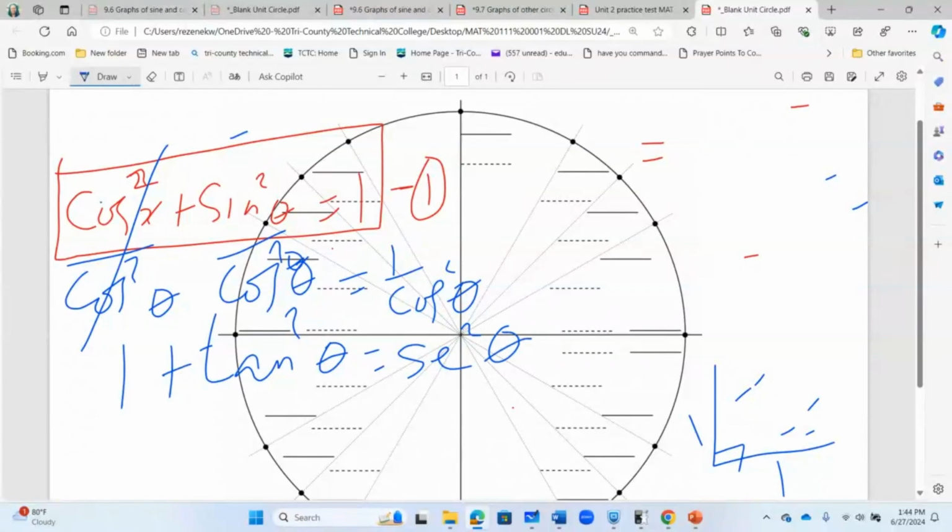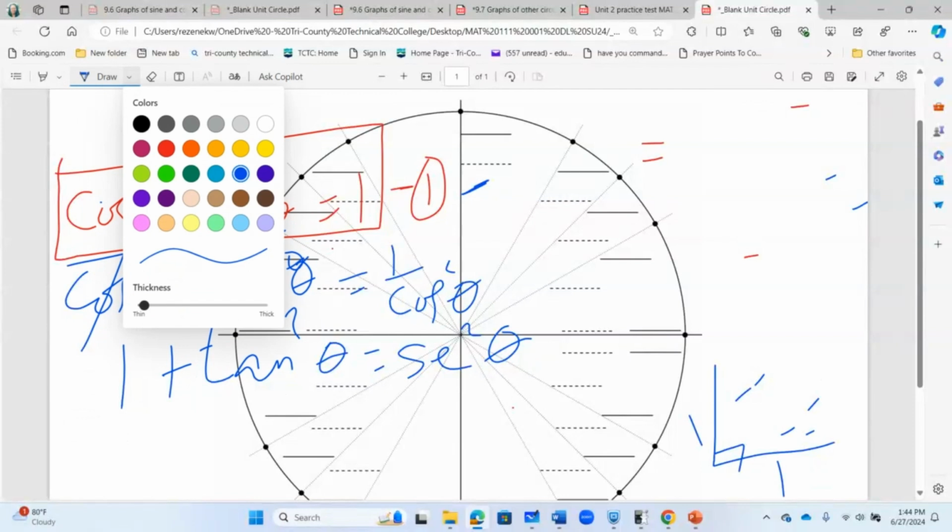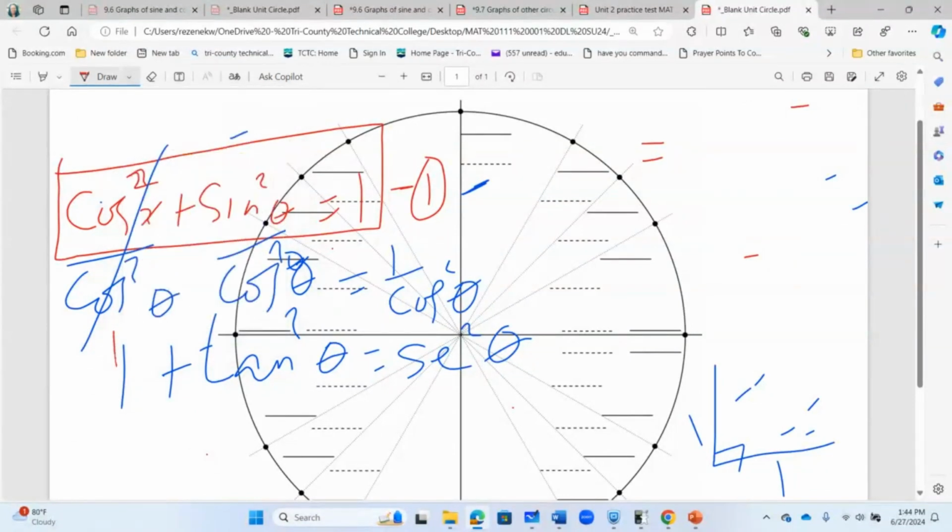Well, guess what? The mother of all these identities is the unit circle Pythagorean identity. This is the unit circle Pythagorean identity, the first one, and then others. Okay, so this is another beautiful identity which you will be using very soon when we start solving equations.